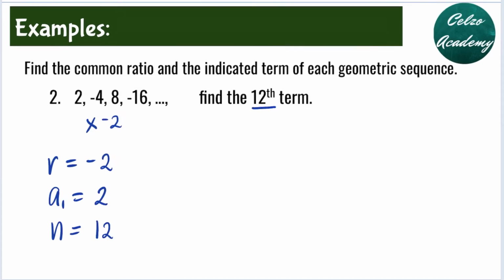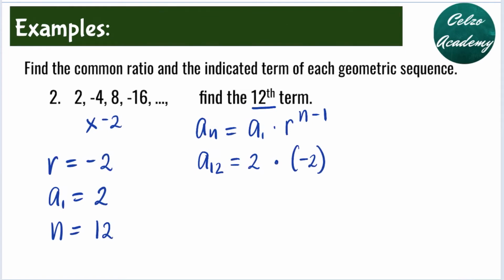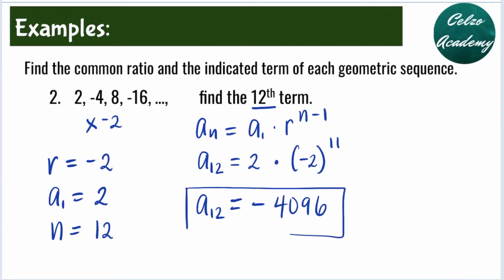So now we will be using the geometric sequence formula a sub n is equal to a sub 1 times r to the power of n minus 1. We're solving for the 12th term, so that is a sub 12. Our a sub 1 is 2, times our r, -2, to the power of 12 minus 1, and that is 11. Now let's evaluate this using your calculator. -2 to the power of 11 multiplied by +2. So the answer is -4096. That is the 12th term of this geometric sequence.